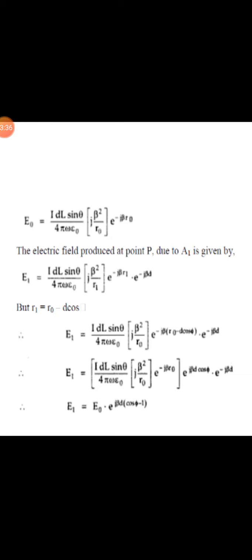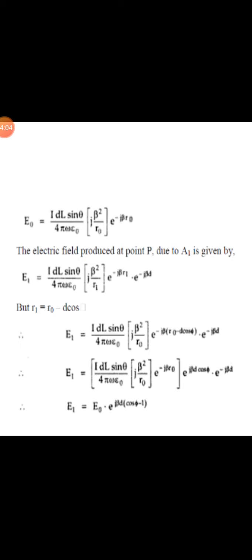But R1 is equal to R0 minus d cos psi. If we substitute the value of R1 as R0 minus d cos psi, E1 becomes I dl sin theta divided by 4 pi omega epsilon naught into j beta squared by R0 into e power minus j beta into (R0 minus d cos psi) into e power minus j beta d. So, if we separate this term, that is, e power (a plus b) can be written as e power a into e power b.